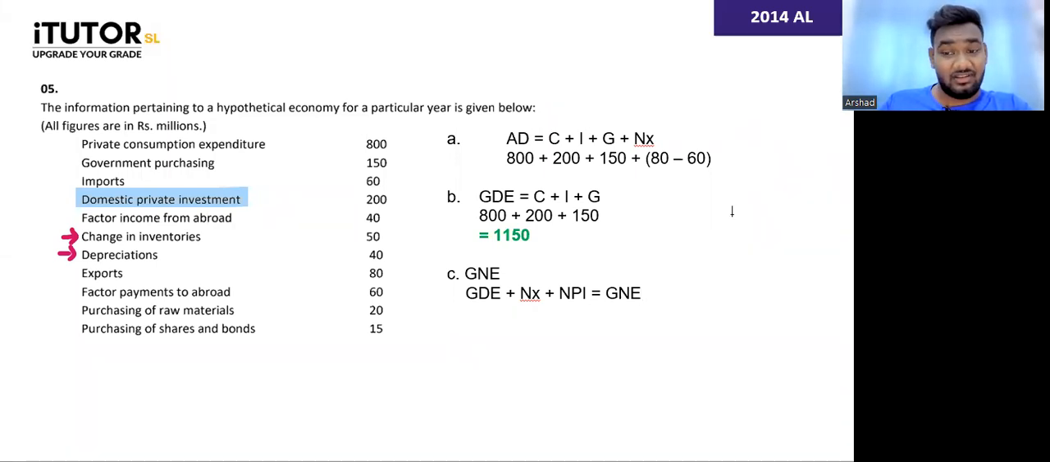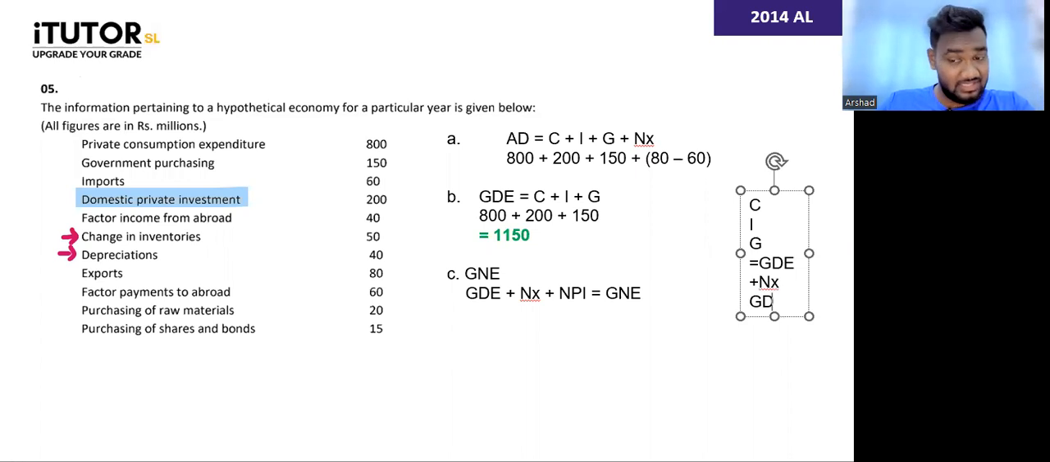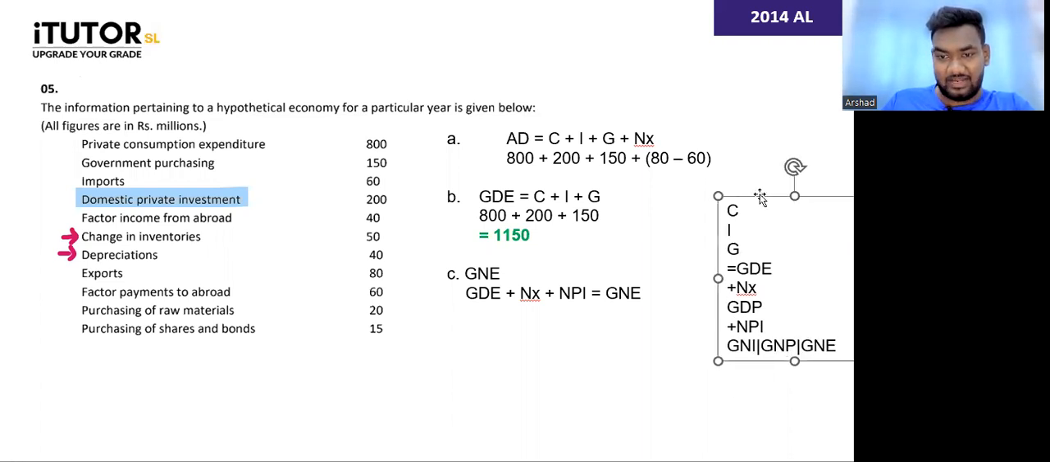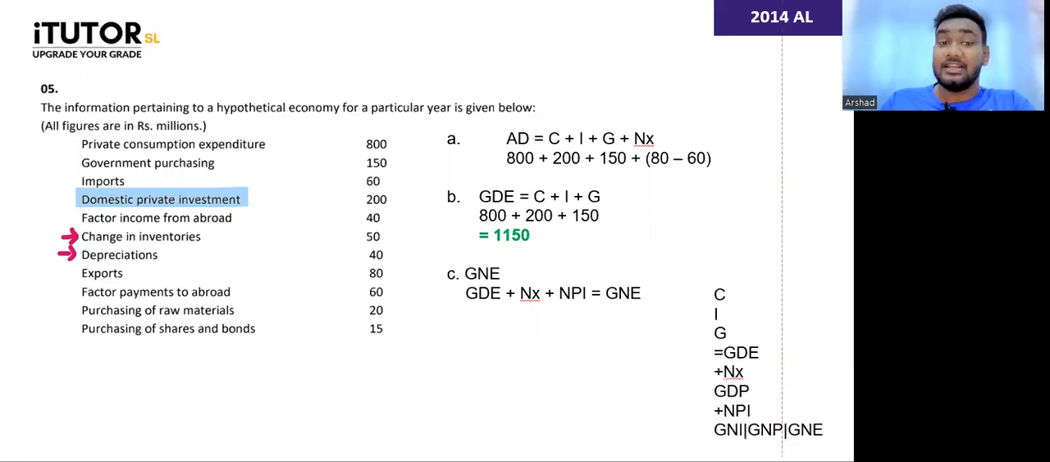Expenditure approach. Remember, consumption plus investment plus government spending is equal to GDE, gross domestic expenditure. To this, you add net exports, you get GDP. To GDP, you add net primary income, you get GNI, or you can call it GNP, or you can call it GNE. Yeah, this is the way, right? Come on, these are very basics.